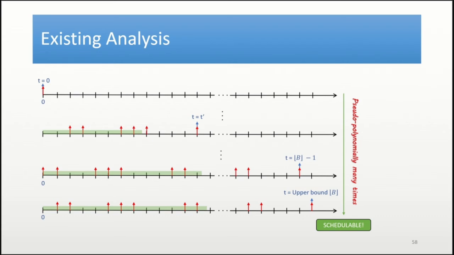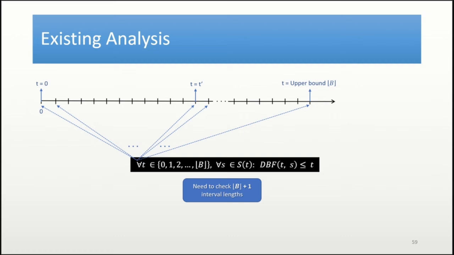However, note that in order to determine the schedulability of the system, the cumulative processor demand needs to be calculated pseudo-polynomially many times with respect to b. So in order to determine the schedulability of a system using the given test, we may have to check up to floor of b plus 1 interval lengths.